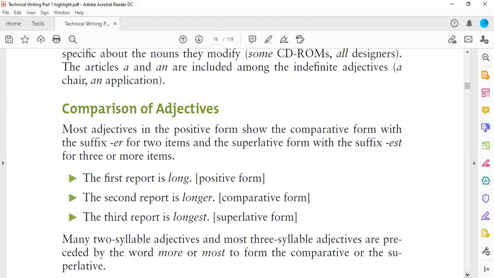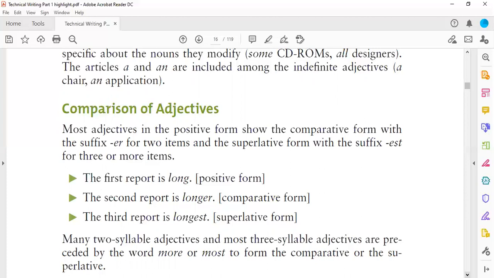Look at this example. The first report is long, okay? This is a positive form. So we said that for comparison of adjectives, we have 3 forms. We have the positive, we have the comparative, and we have the superlative. Now the positive is this. The first report is long, okay? Now you are not comparing the report with anything else. You just talk about the report itself, and this is called positive form. Why? Because there is no comparison between 2 things.